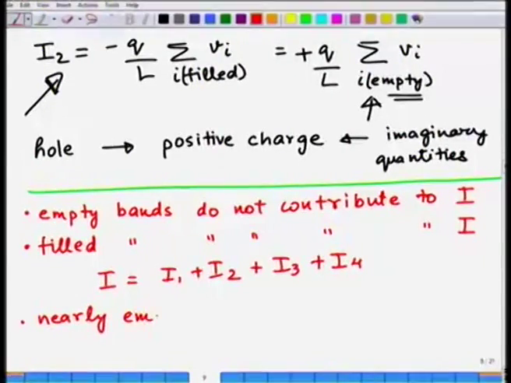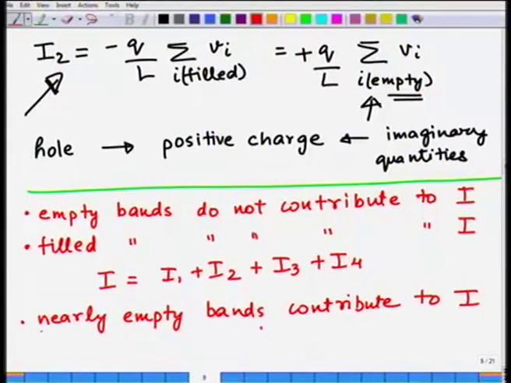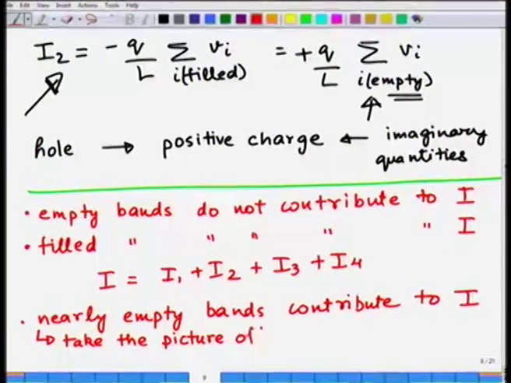Nearly empty bands contribute to current, and you take the picture of electrons conducting. Why? Because there are few electrons, nearly empty, so you have to carry out summation over few electrons only.